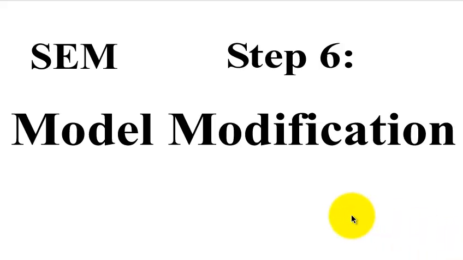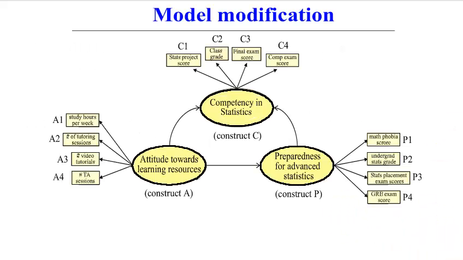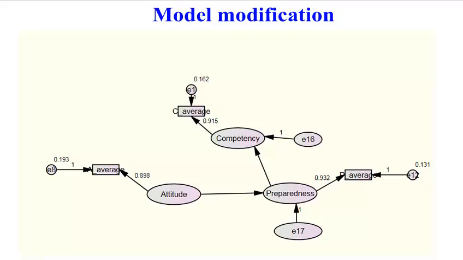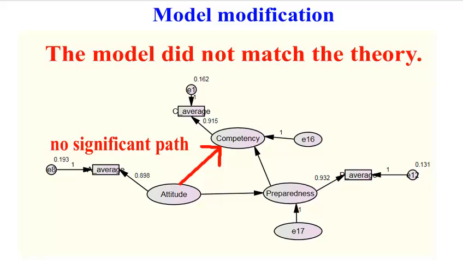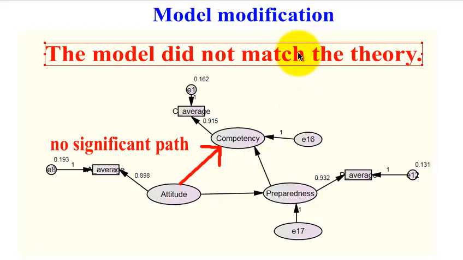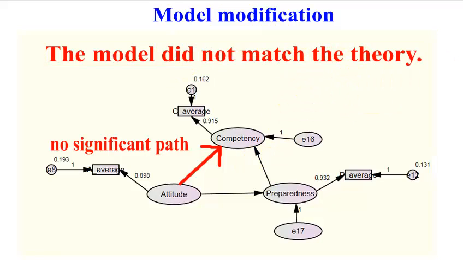All right, final step, number 6, model modification. So we took you from the original theory, from the original model, and we ended up here. You'll notice that the software told us that there was no significant causal path between attitude and competency. There was no significant path there. So therefore, this model did not match the theory. It's always the model matching the theory, not vice versa.